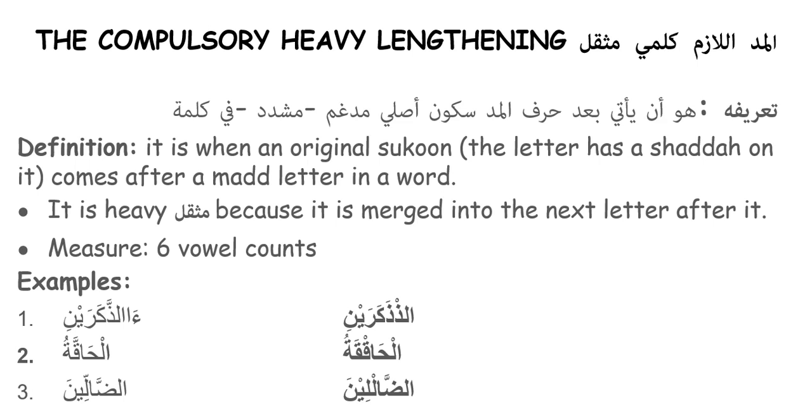In the second example here, al-haqqah, okay, we can see that the qaf having shadda here comes after the mad letter, and when splitting it, you can see that the first qaf is having sukun and the second qaf is having a vowel. We have to lengthen it for 6 vowel counts.